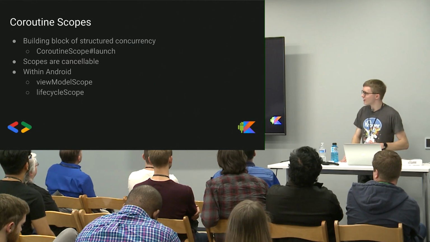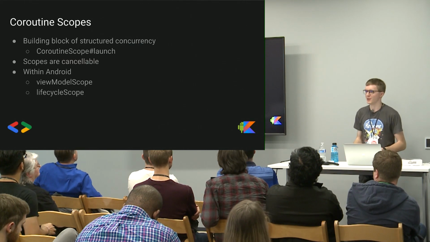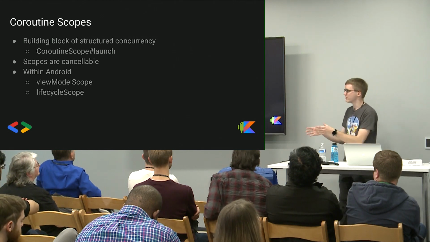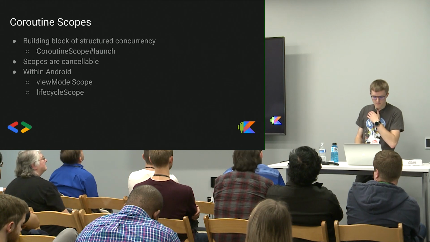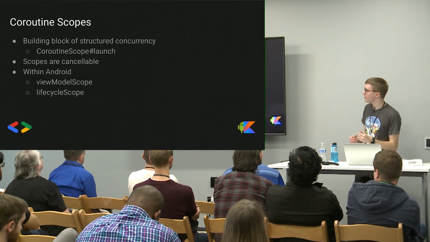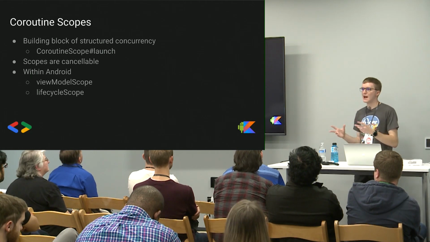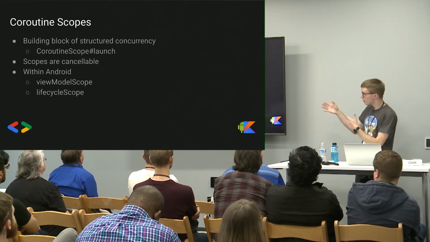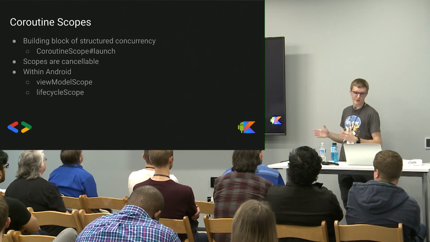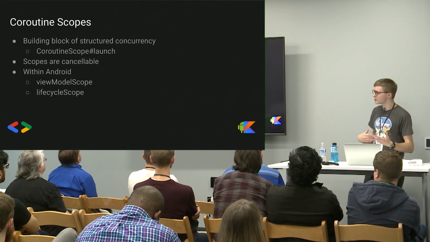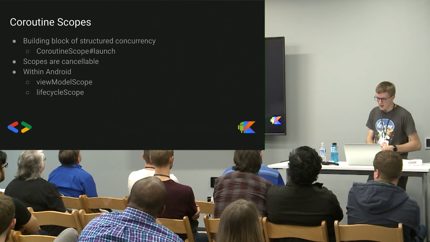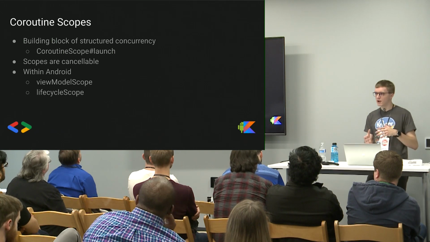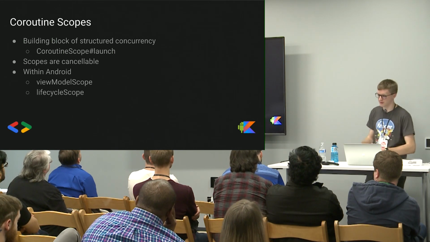But where does that launch piece of it come in? You saw when we first switched over to the coroutine call, all of our function calls were wrapped in a launch call. And that's where Coroutine Scopes come in. A coroutine scope is the building block of structured concurrency. It's the parent to children coroutines.